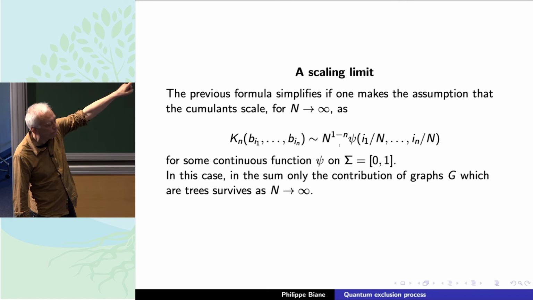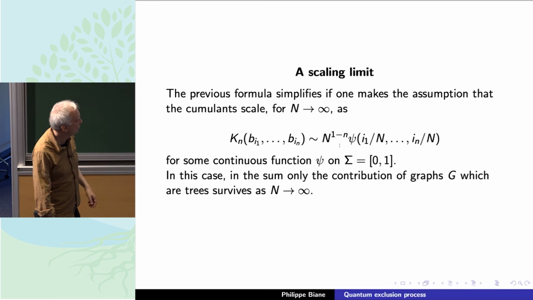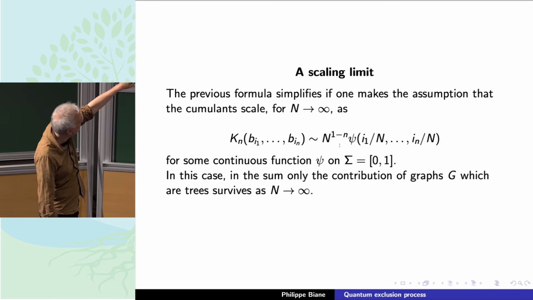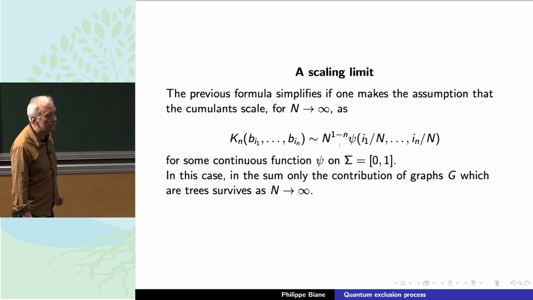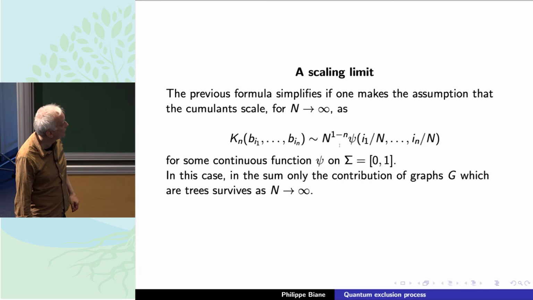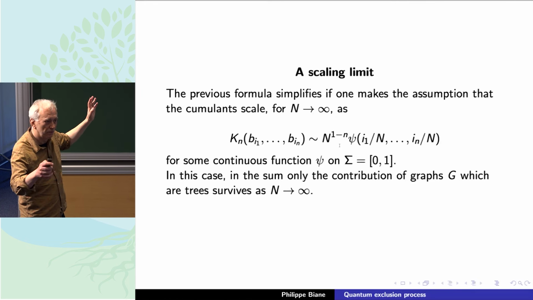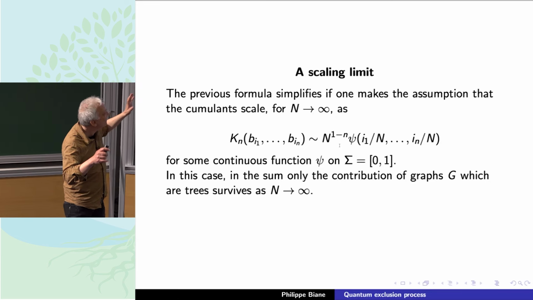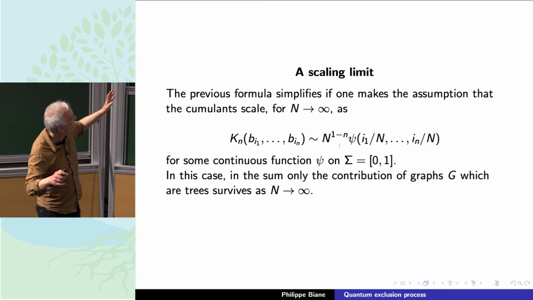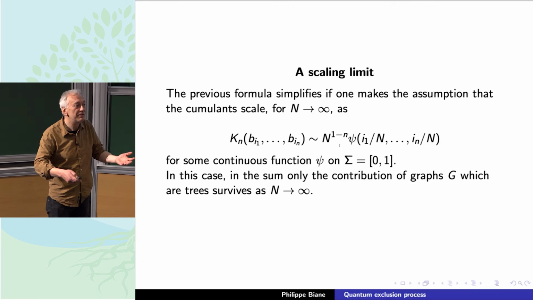They converge to some function psi, on some, say, topological space. But the important fact is that you need to have this scale, 1 over n to the 1 minus n. So in this case, in the formula that I showed you, the terrible formula, only the contributions of graphs which are trees survive. So in the end, in the limit, you get a sum of the trees.